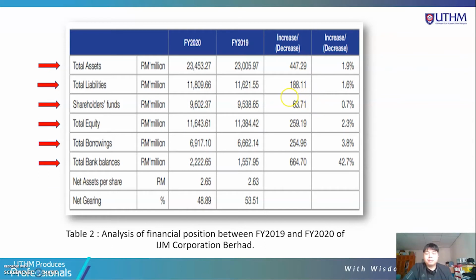So the net assets per share is 2.65, and the net gearing is 48.89% in financial year 2020.